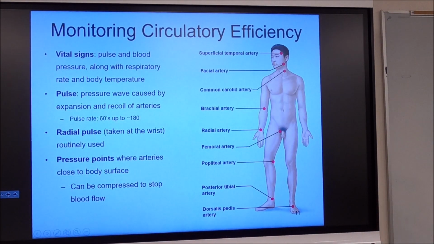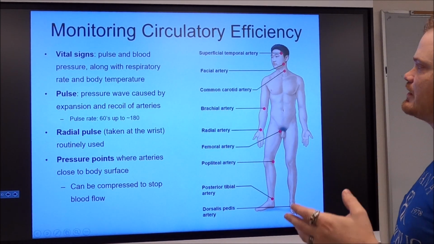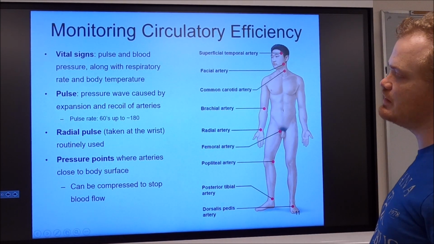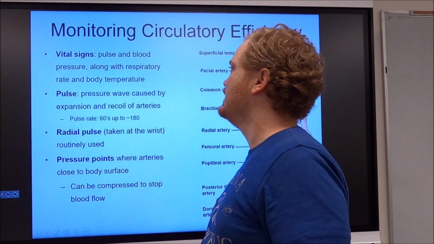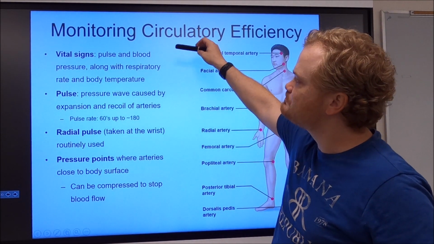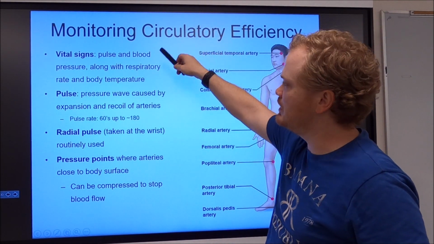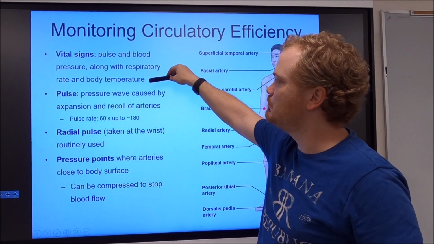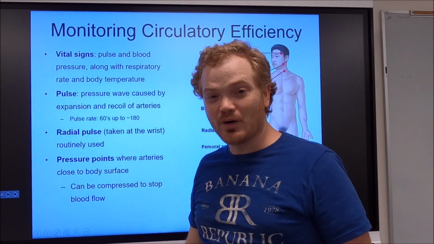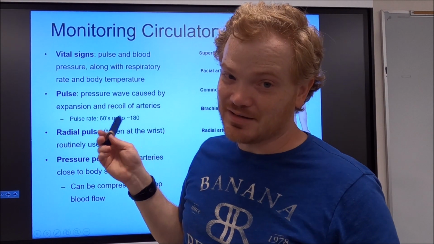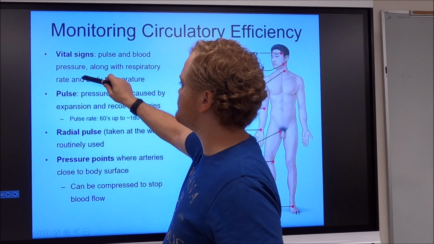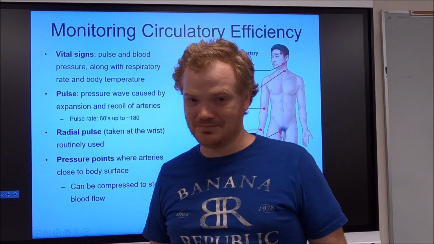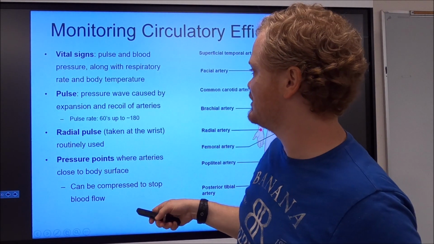Monitoring circulatory efficiency. So we have a variety of ways that we can measure the function of our cardiovascular network using our arteries and veins. General vital signs: pulse, blood pressure, respiratory rate, body temperature. If you want to see how well somebody's doing, you're checking these concepts. When somebody says vital signs, we're talking about pulse, blood pressure, respiratory rate, and body temp. If any of these get out of whack, we've got problems.